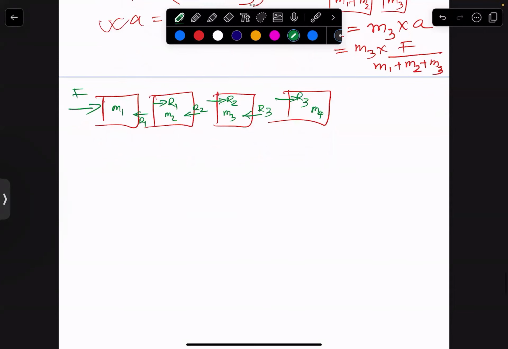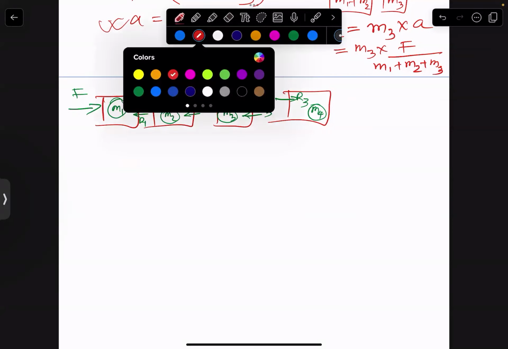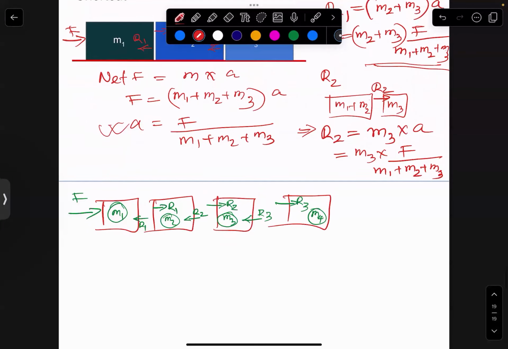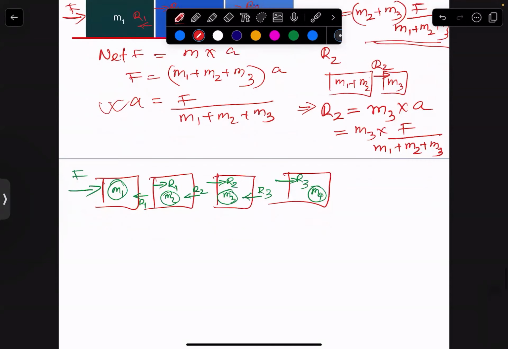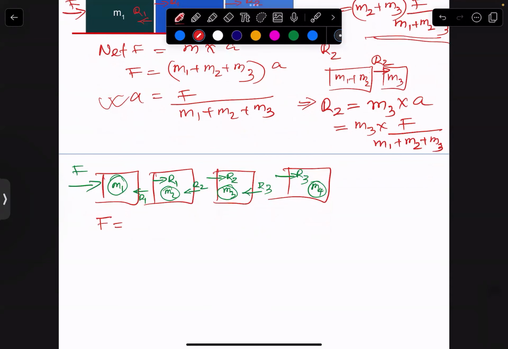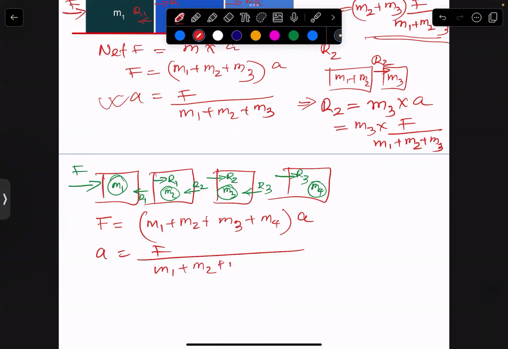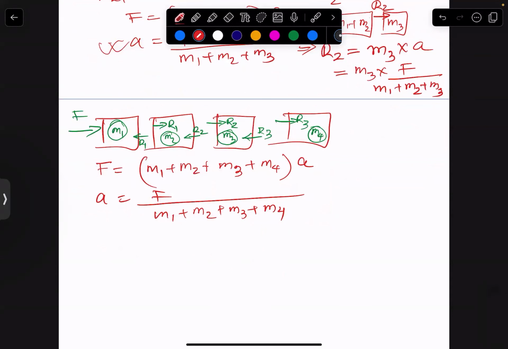So what is going to happen? If you want to find R1, what will you do? R1, how will you find? You have to first find the net force. So F equal to, what will you do? M1 plus M2 plus M3 plus M4 times A. So acceleration is F by M1 plus M2 plus M3 plus M4. Okay, that is one thing. So acceleration is found. That is very easy.